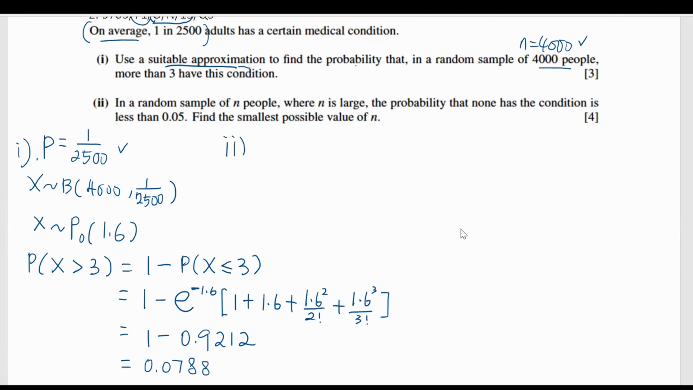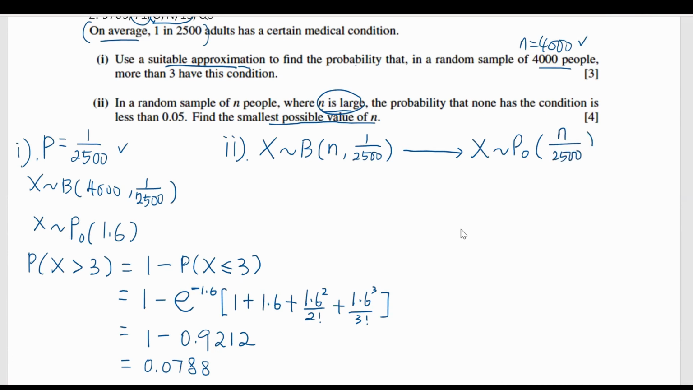Now we look at part 2. In a random sample of n people, where n is large, the probability that none has the condition is less than 0.05. Find the smallest possible value of n. What we want to do is, it's supposed to be binomial where n is unknown and the probability remains constant. And since the question is telling you n is large, we use the Poisson approximation. So the mean is np.